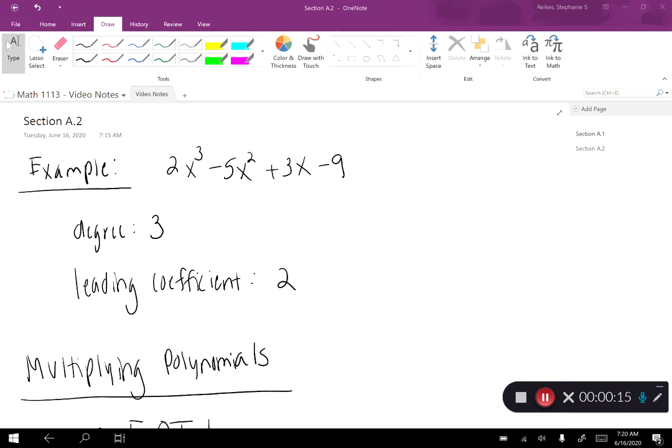Let's take a look at the first example of a polynomial, 2x cubed minus 5x squared plus 3x minus 9. The degree of the polynomial is the highest exponent. So for this example, the degree is 3. The leading coefficient is the number in front of the term with the highest exponent or the highest degree. And in this example, the leading coefficient is 2.